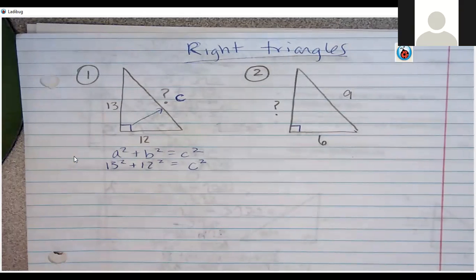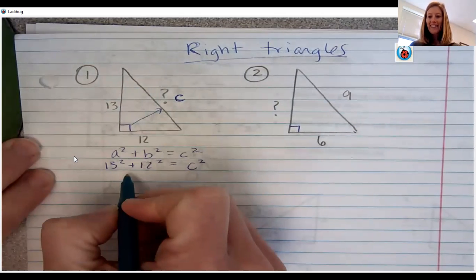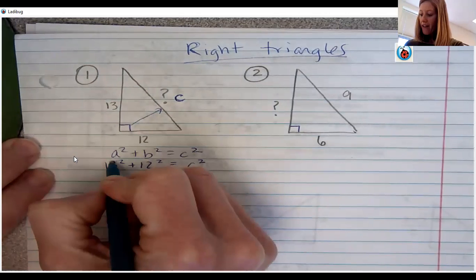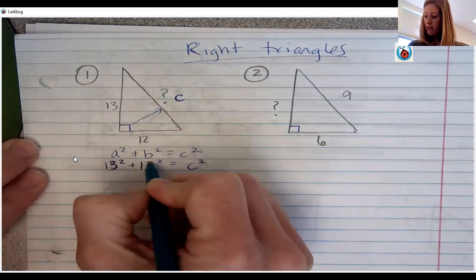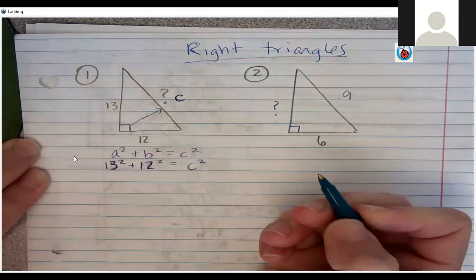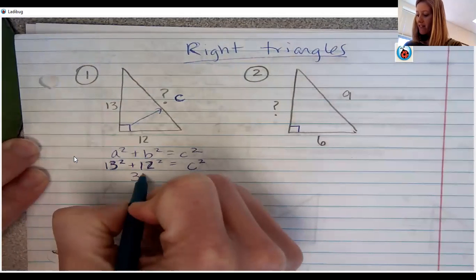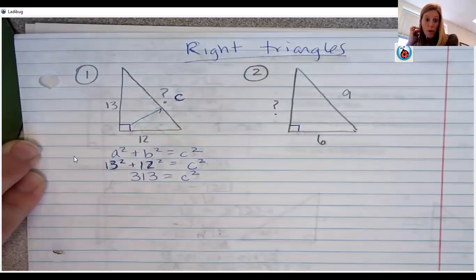And I got 313. Anybody else? I think it's 225. 13 squared plus 12 squared. Can somebody else type it in? I did, and I got 313. Okay, I was thinking of something else. Okay, so we get 313.